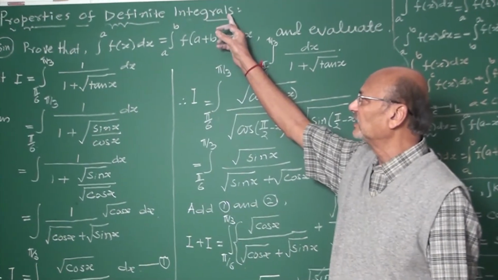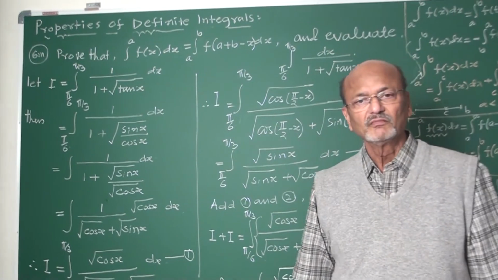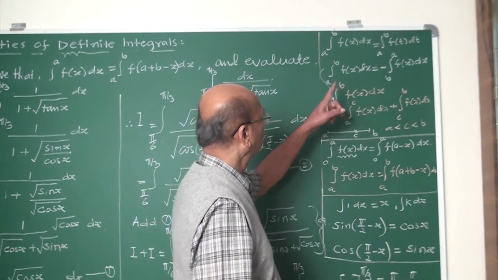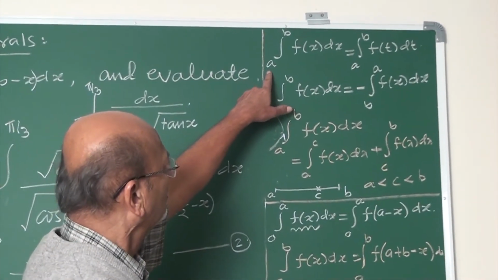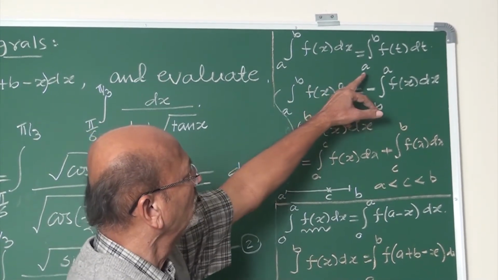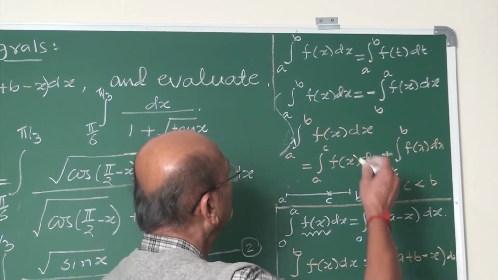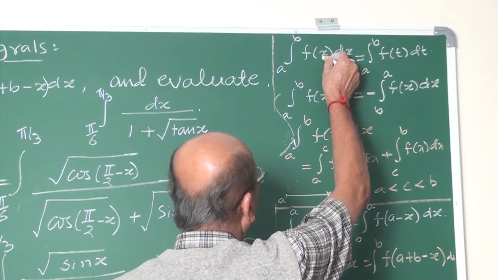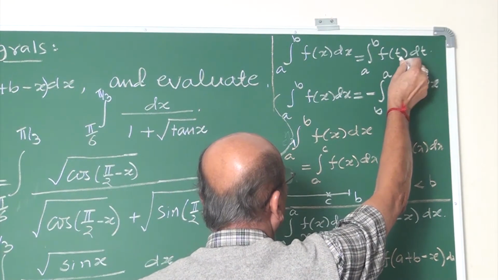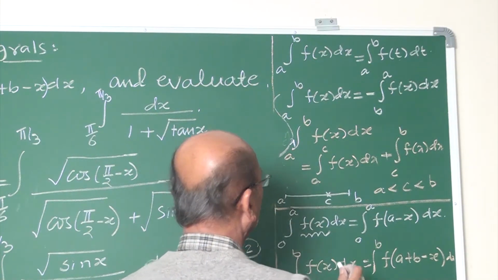My friends, already we have started with definite integrals. That too, I have started with properties of definite integrals. Already we have done five properties. First one is this: integral a to b f(x) dx equal to integral a to b f(t) dt. Through this, variable x in LHS can be changed to a new variable t, or not only t, you can change to y, z like that.